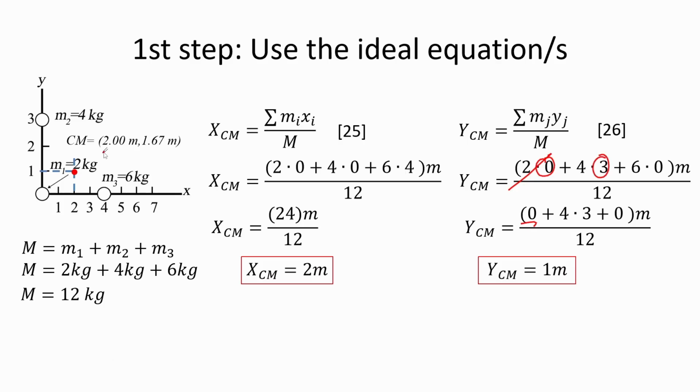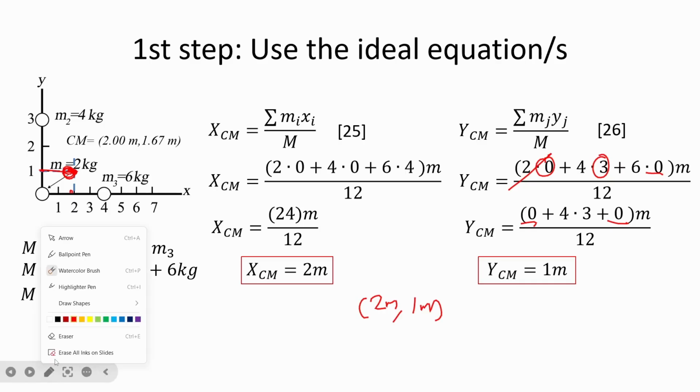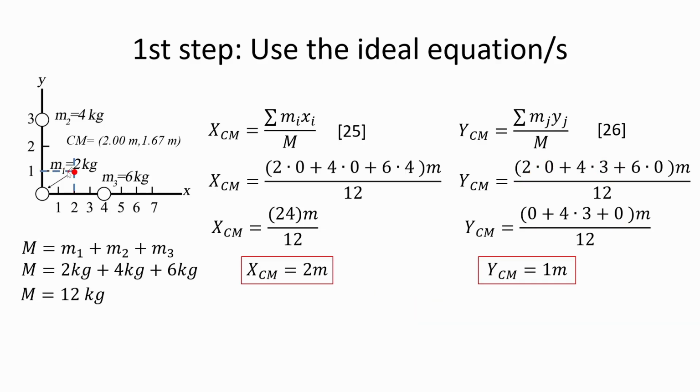Then your mass 3 is at the origin, so its Y is 0. So 4 times 3, 12, divided by 12 is equal to 1. So this is your location, 2 meters by 1 meter. So 2 and 1. This is your center of mass in a two-dimensional line.